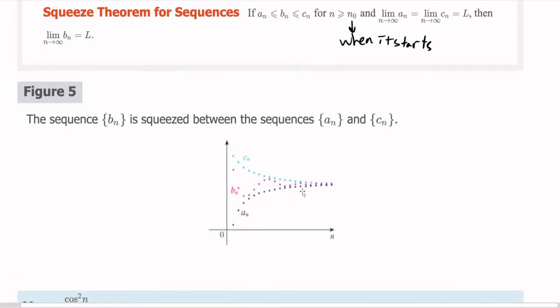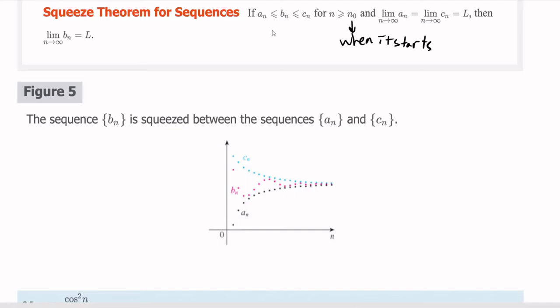A sub n is going up, but it seems like it's kind of flattening out at some limit L. C sub n is going down. It's still bigger than the other two, but again, it seems to be flattening out at some limit L. Well, B is inside. It's stuck in there, right? That's what this says. B sub n, for any n big enough, is going to be stuck in there. It can't get out. So C sub n is smushing it to L from the top. A sub n is smushing it from the bottom. And so B sub n gets smushed from both sides, push, push, push, towards L.